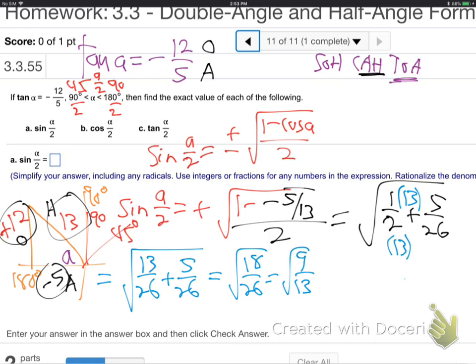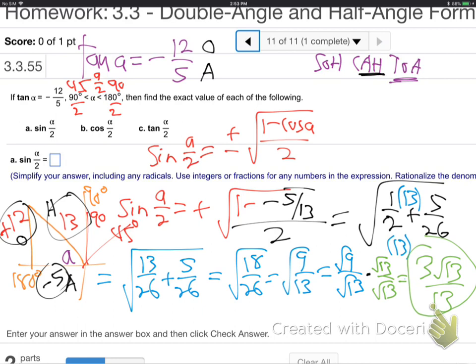Now, how do you square root 9/13? You separate them. Root top, root the bottom, right? Root 9, root 13. But what is the root of 9? 3. That's just going to be 3 on the top. But the root of 13, I can't leave it. So what do you do? Multiply by root 13 over root 13. So you get 3 root 13 over 13. There it is.